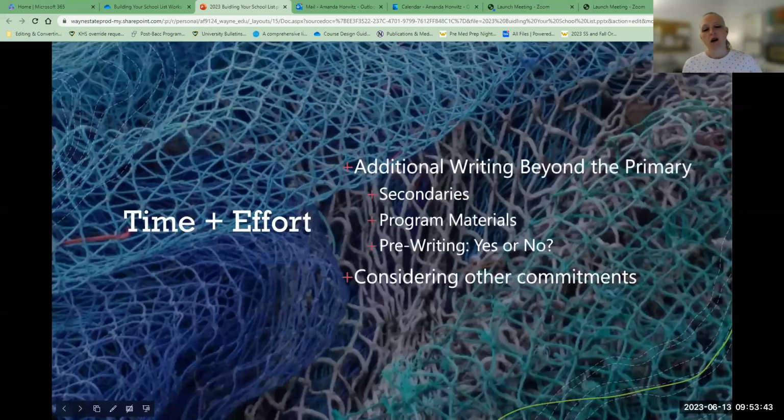Okay. Another thing that costs in this process is it costs you time and effort. It's important to recognize and understand the amount of writing you're going to do after you submit your initial primary, okay?